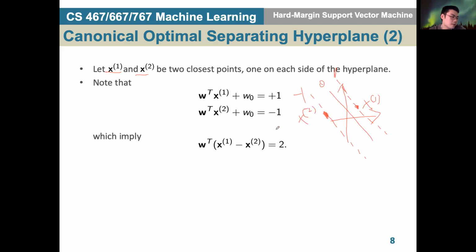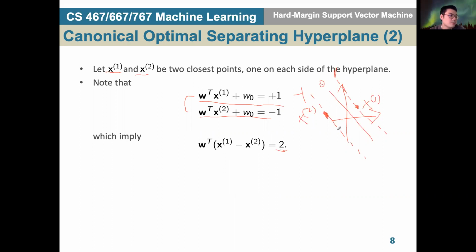Now let's take a look at this. If we subtract these two equations, this will be 2, right? This is positive 1 minus negative 1. And W0 cancels. W transpose is the coefficient taken out, and these two vectors are subtracted. It's an inner product between W and the difference vector. Now let's take a look at what this means.